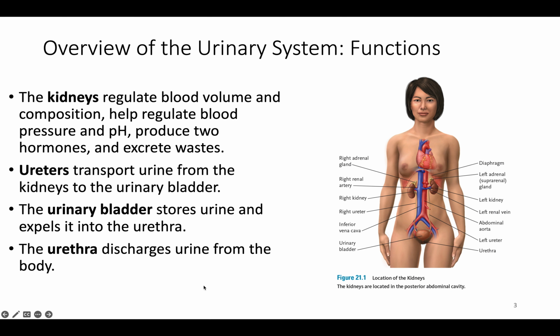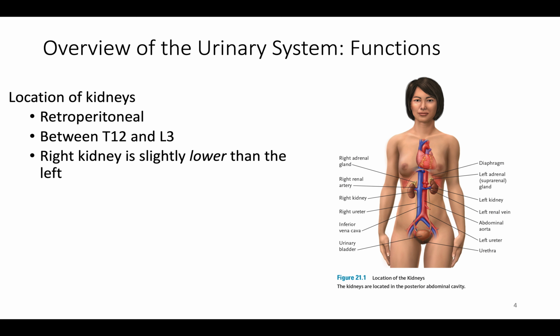Now, the ureters are long tubes that come out of the kidneys and transport urine down into the urinary bladder. The urinary bladder is where we store the urine, and when we expel the urine through voluntary discharge called micturition, we expel it out through the urethra, which discharges the urine from the body. Okay, so where are the kidneys located?